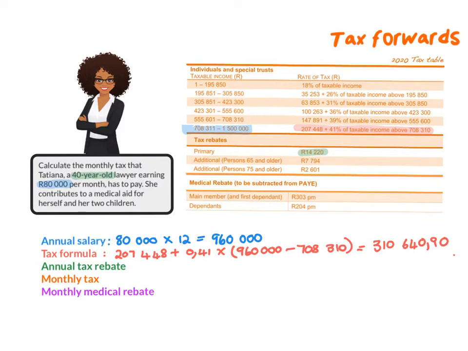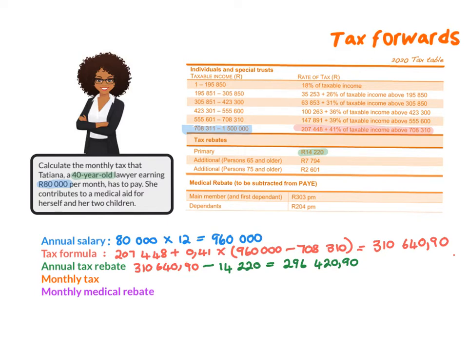So in our next step, we will have to take her annual tax, which we just calculated as 310,640 Rand and 90 cents, and we're going to make that tax less, because that's what the rebate does, it's money back, by 14,220. And that gives us a little bit less tax of 296,420 and 90 cents.